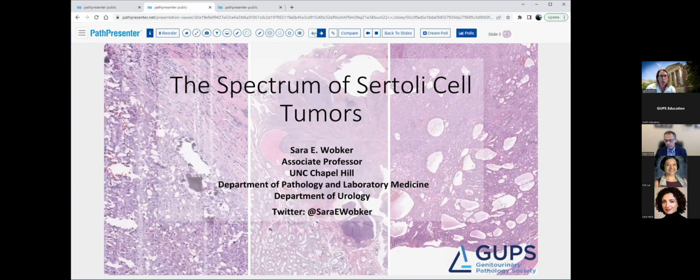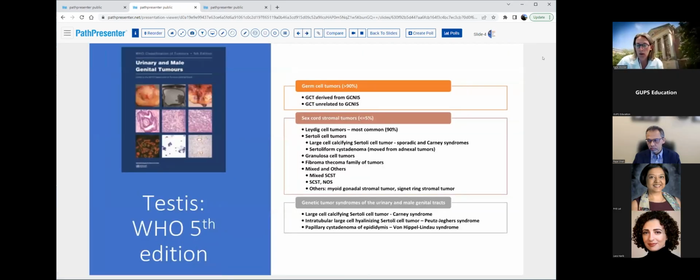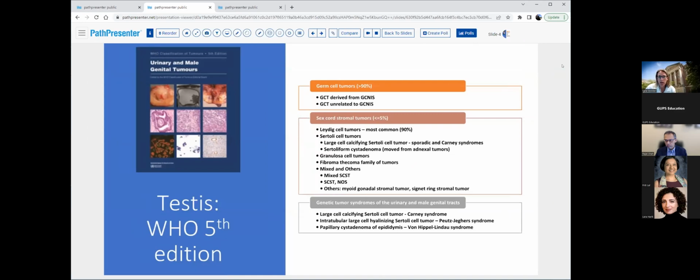And so I'll start with essentially just an overview. Obviously, we're not going to discuss the entire testis classification, but from the new classification, germ cell tumors take up the vast majority of testicular malignancies, with greater than 90% of tumors. Those are divided into germ cell tumors derived from germ cell neoplasia in situ, and those germ cell tumors that are unrelated to germ cell neoplasia in situ. And we're not going to talk about those today. Those are the ones that get the most attention.